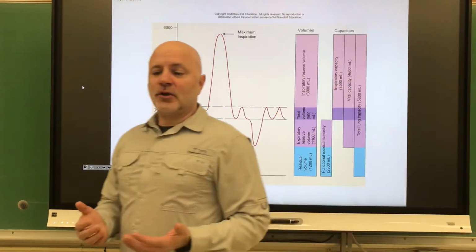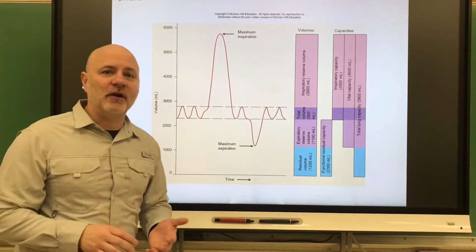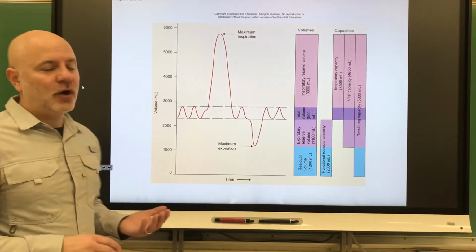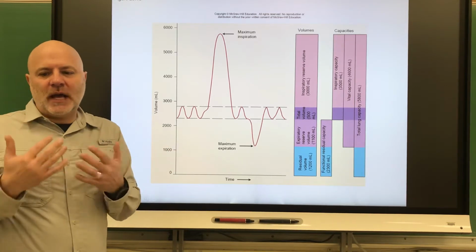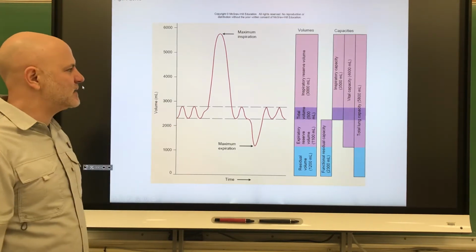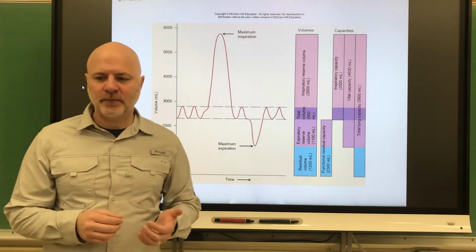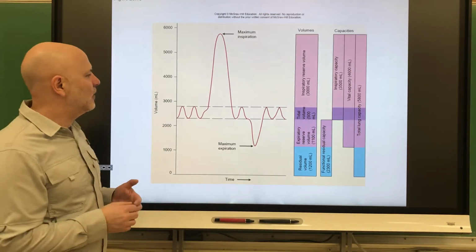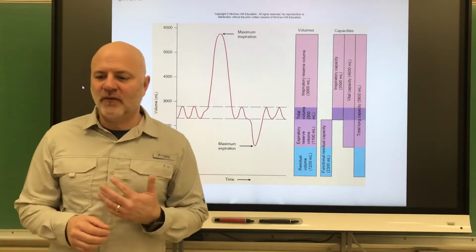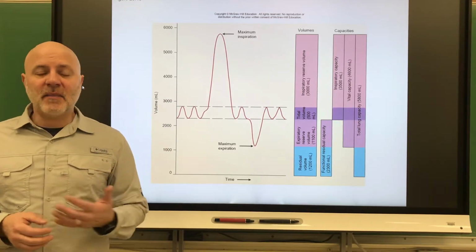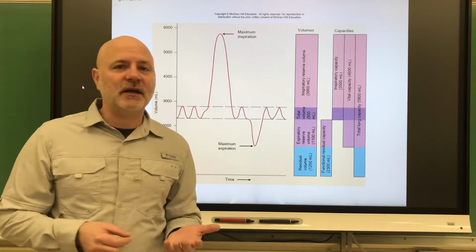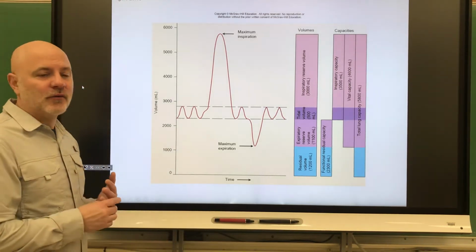So now let's take a look at respiratory volumes and capacities. Respiratory volumes are amounts of air we're taking into and out of our lungs, and capacities are a combination of those volumes. The first respiratory volume we're going to look at is what is known as the tidal volume, also abbreviated TV. This is the amount of air inhaled or exhaled with each breath under resting conditions.